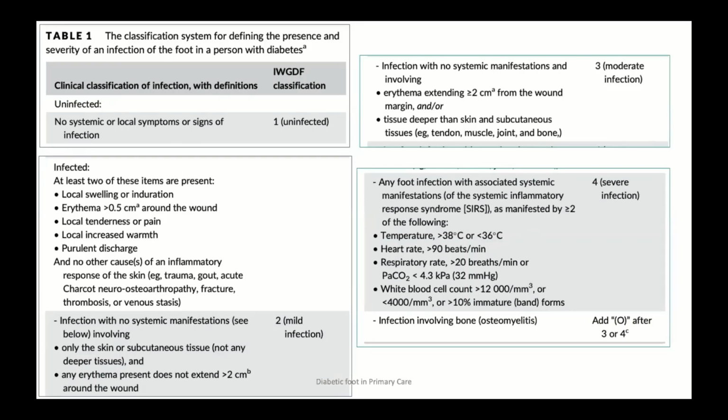If this slide is visible, there are some important things we look at. If there are at least 2 of the 5 items on that list, which include local swelling, erythema, tenderness, warmth, and discharge, then we would consider these patients to have a mild infection. As the depth of tissue invasion increases, the severity increases. If it enters the bloodstream, these people are having severe infection.